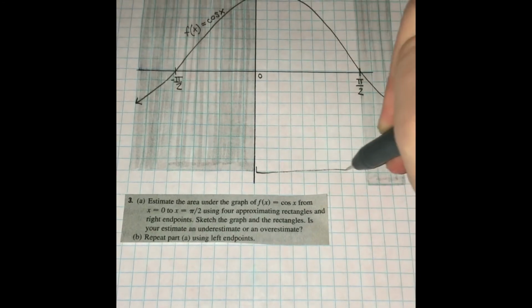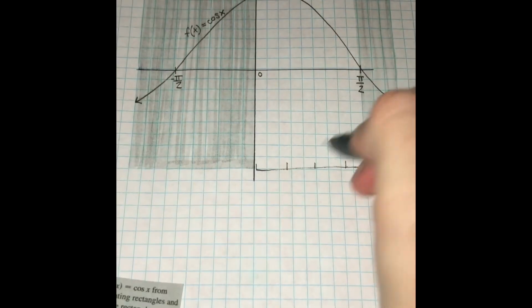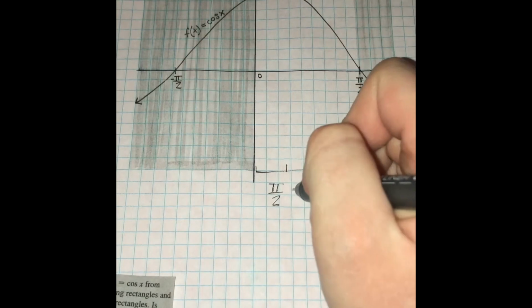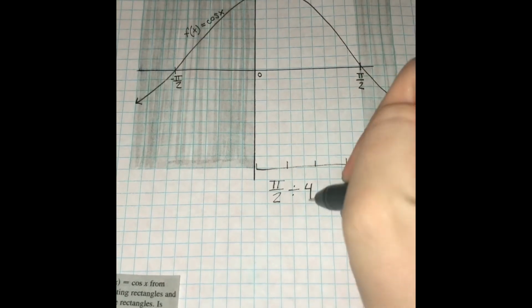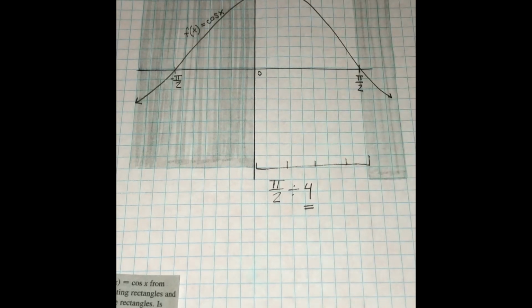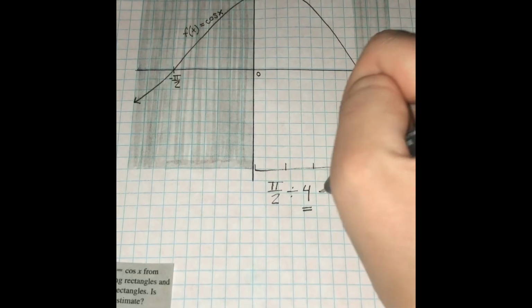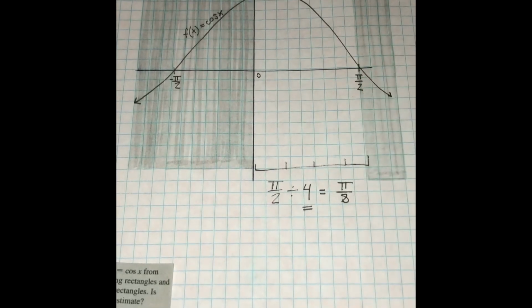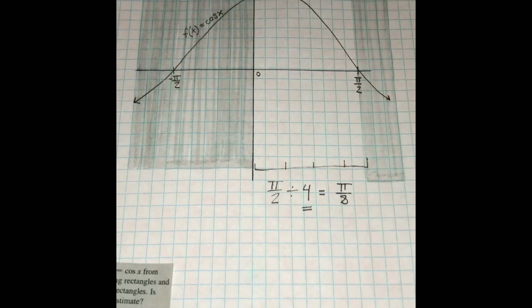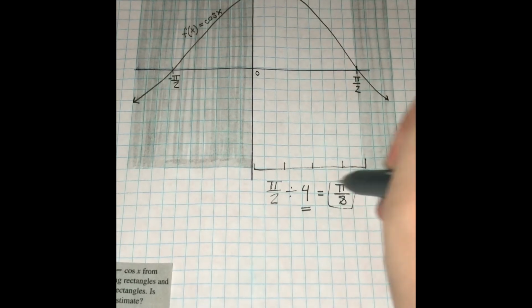Since the problem specifies that there should be 4 approximating rectangles, we know that the area between 0 and pi over 2 should be split into 4 equal sections. These sections will have a side length of pi over 2 divided by 4. This is because there are 4 rectangles, and pi over 2 is the total distance between 0 and pi over 2. Pi over 2 divided by 4 is equal to pi over 8. This is how we know that each of the 4 rectangles that are going to be drawn under the curve cosine of x will have a side length of pi over 8.